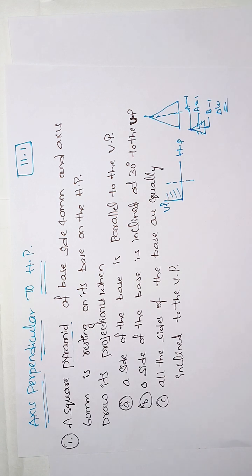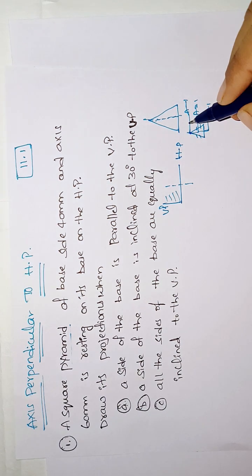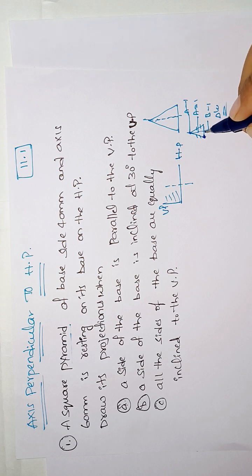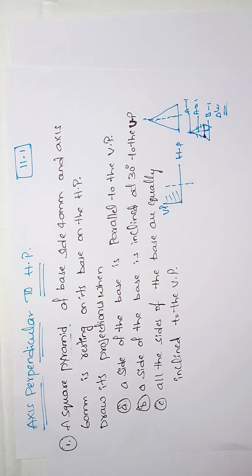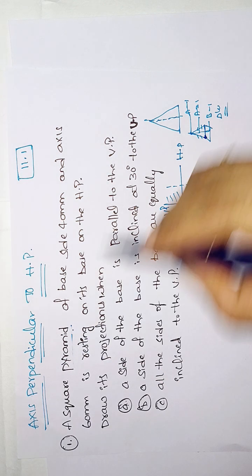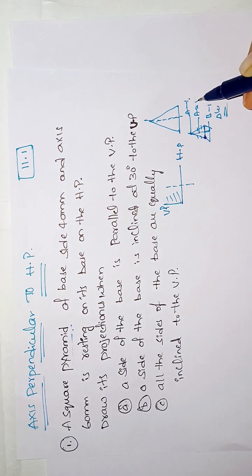If the base is a square, it is a square pyramid. If the base is a pentagon, it is a pentagonal pyramid, or a hexagonal pyramid, or a triangular pyramid. The pyramid changes depending on the base, and we have to draw according to the base. The rules: base is one, axis is one, apex is one, and the faces are triangular faces.